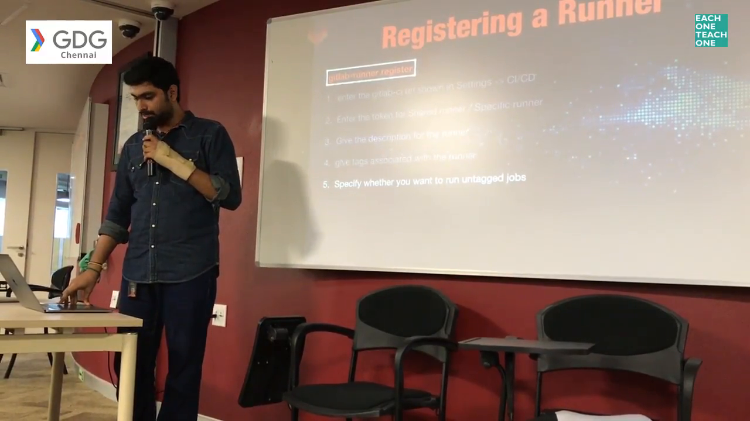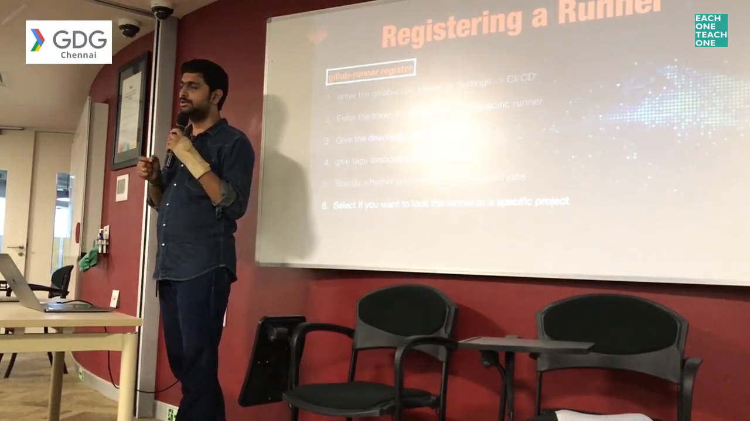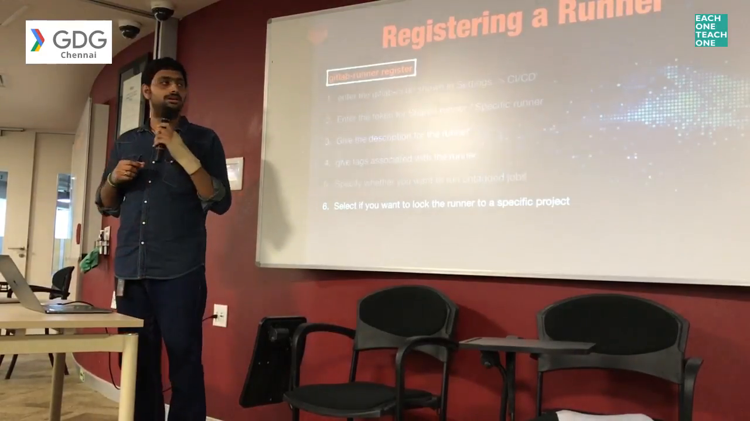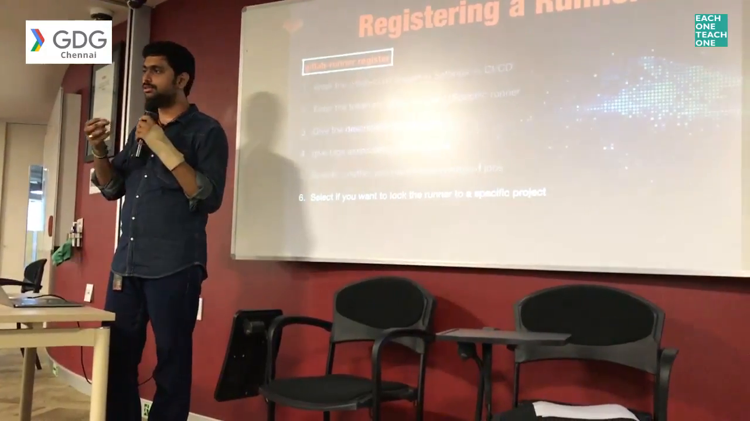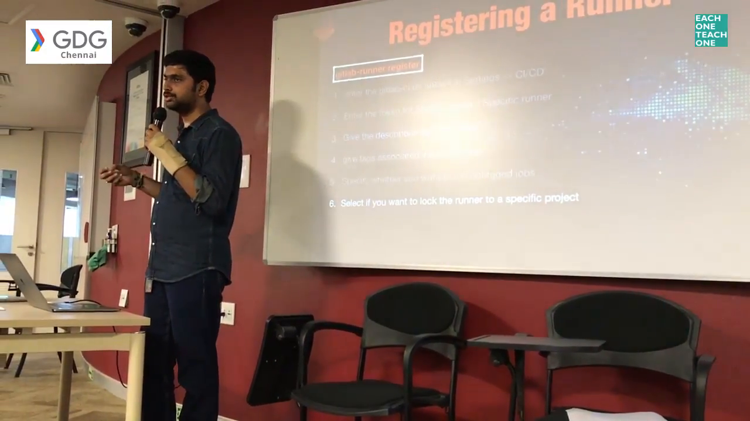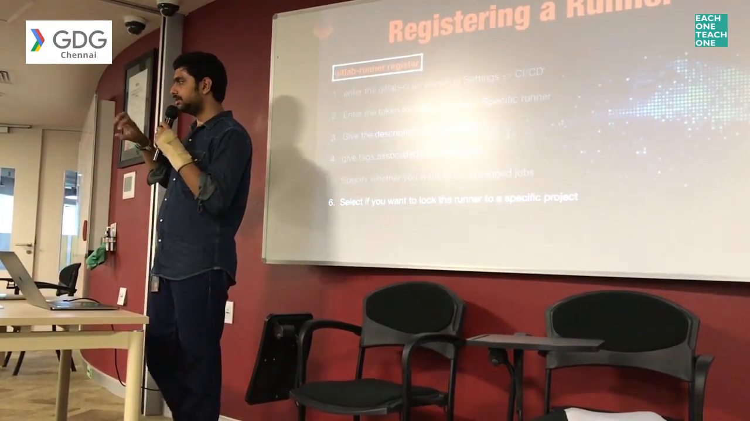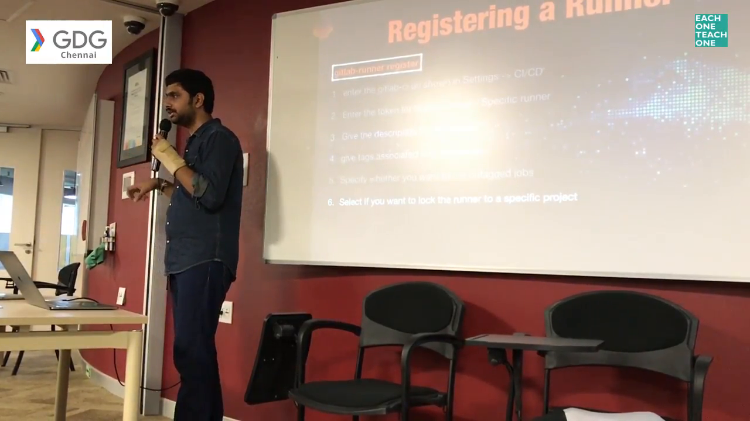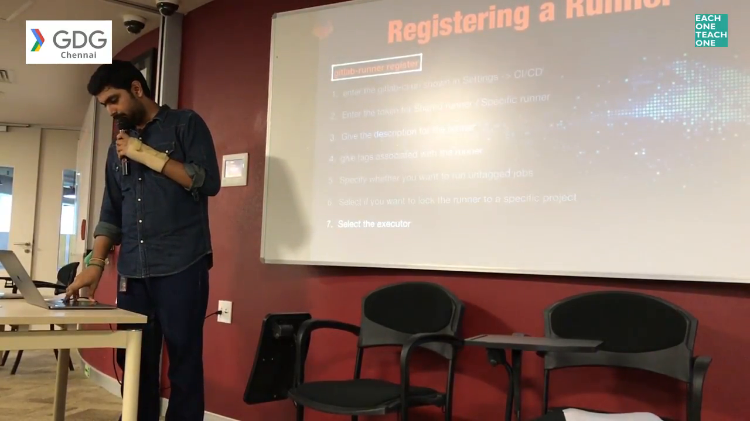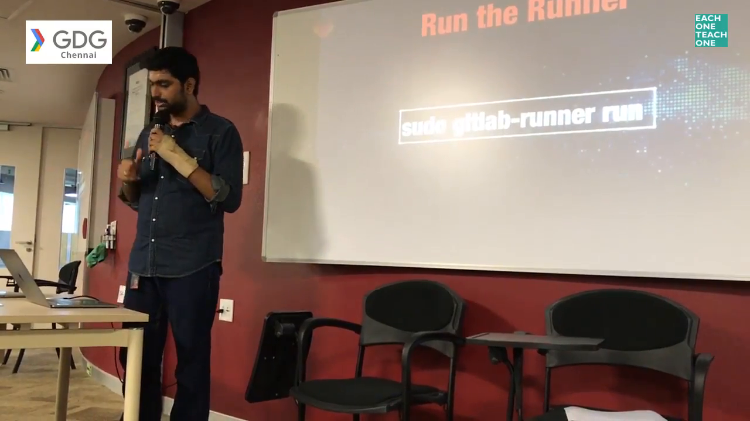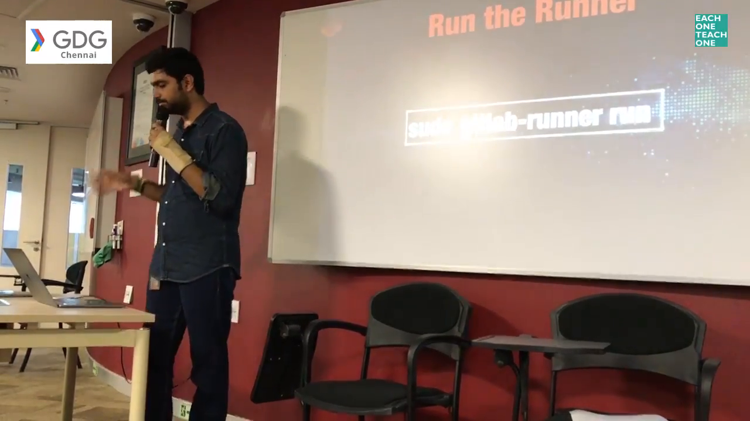And you have to give the description, and you can say that this runner can execute jobs which have a particular tag. It is a waste of resources to run the entire process for all the commits that you make. Instead, you can ask the runner to run the jobs only for commits which have a particular tag. Once the registering part is done, you can just say gitlab-runner run, and it will start as a foreground process.